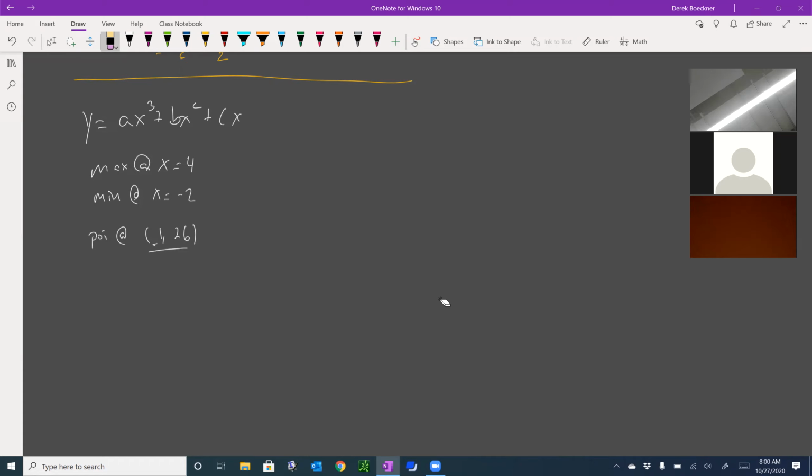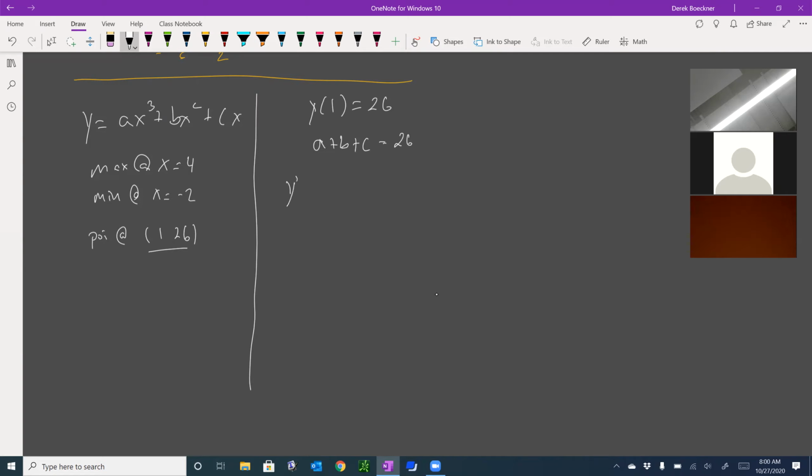Well, it's 8. Let's get started on redoing this one, or doing it more carefully. Okay, so we need to come up with a system of equations. And to do that, we're going to use this information here. Because there's a point of inflection at 1, I know that y of 1 is equal to 26, and that's going to be a plus b plus c equals 26. That gives us one equation, right?